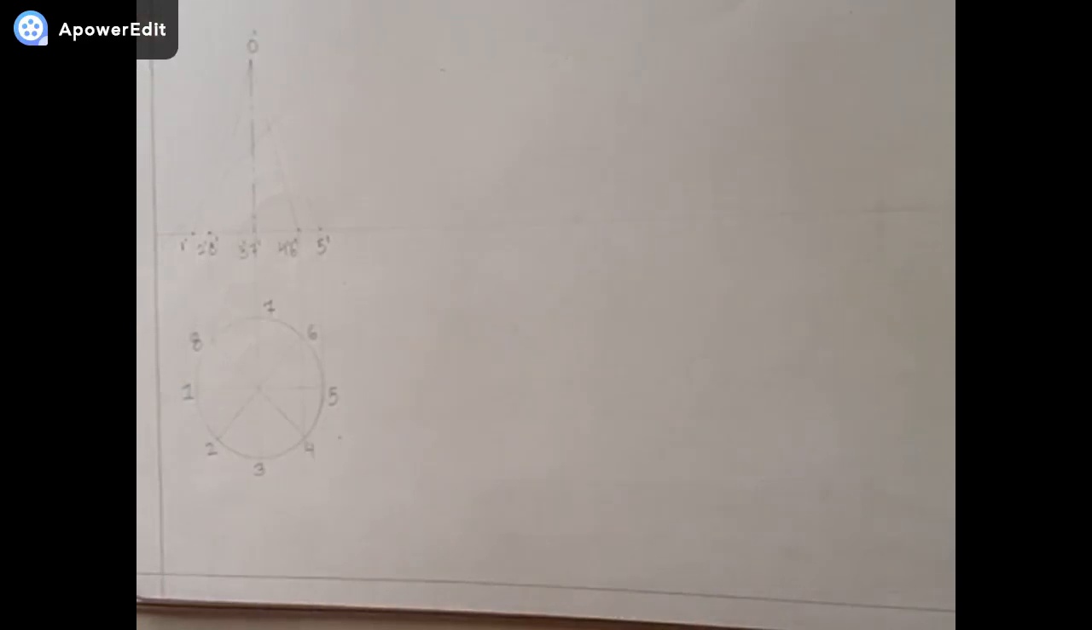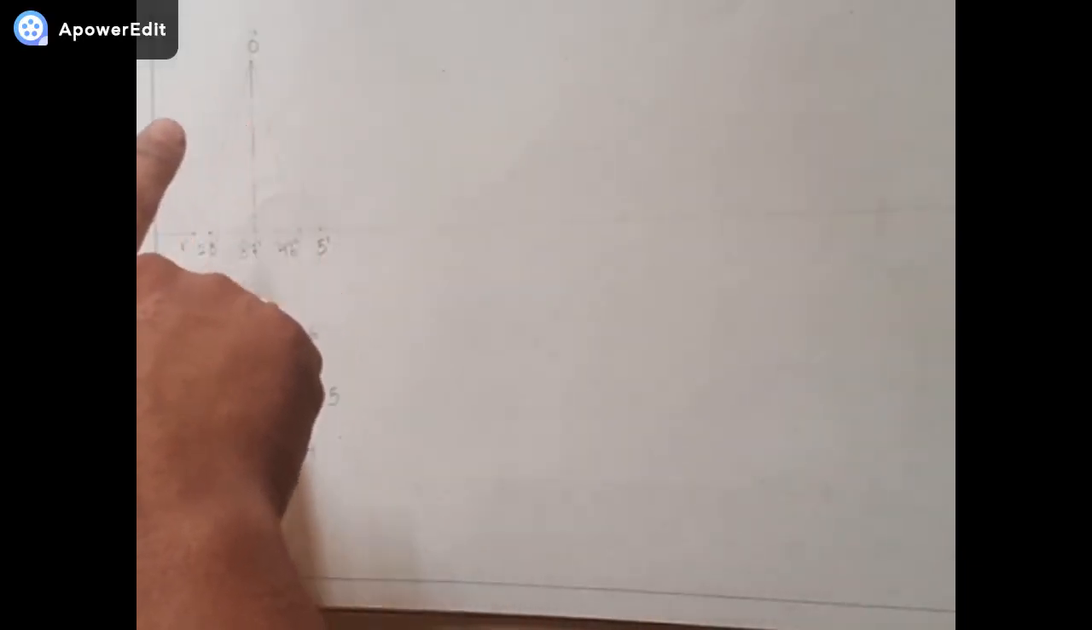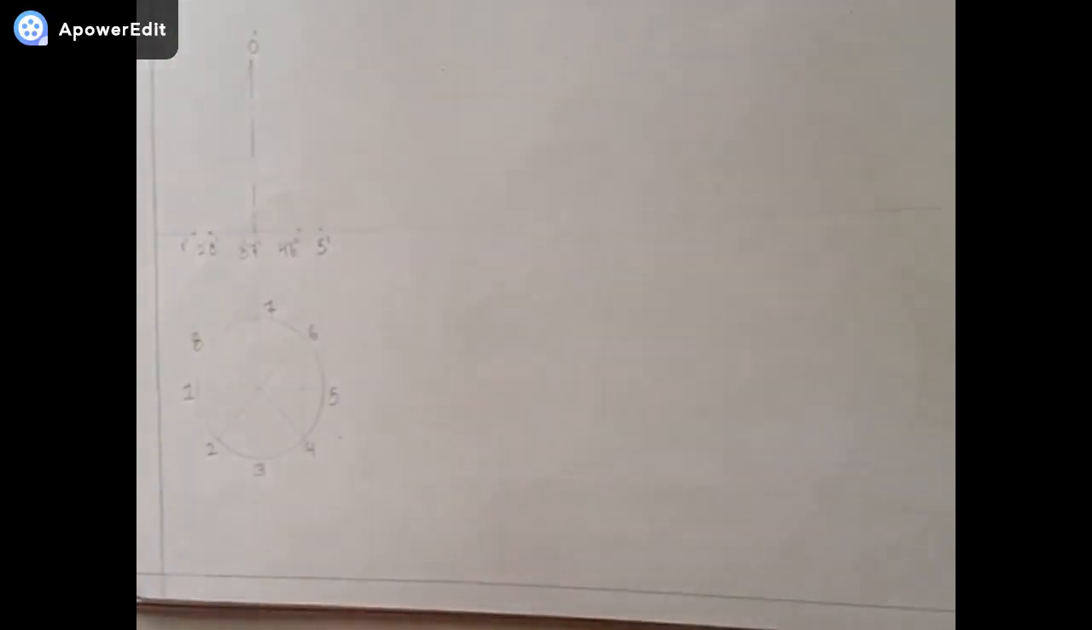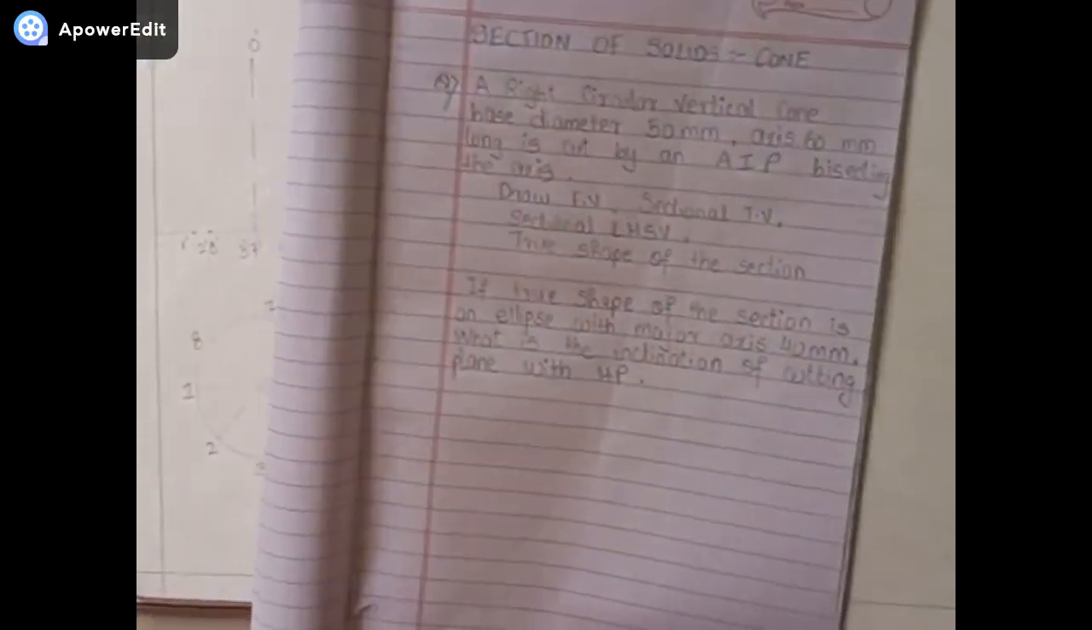This is the first stage in the problem, that is, we have placed a cone having a base diameter 50 mm, that is a circle in the top view, and in the front view, with the length of axis 60 mm, I have drawn a triangle. This is the first step. The second step is, again go back to the question.